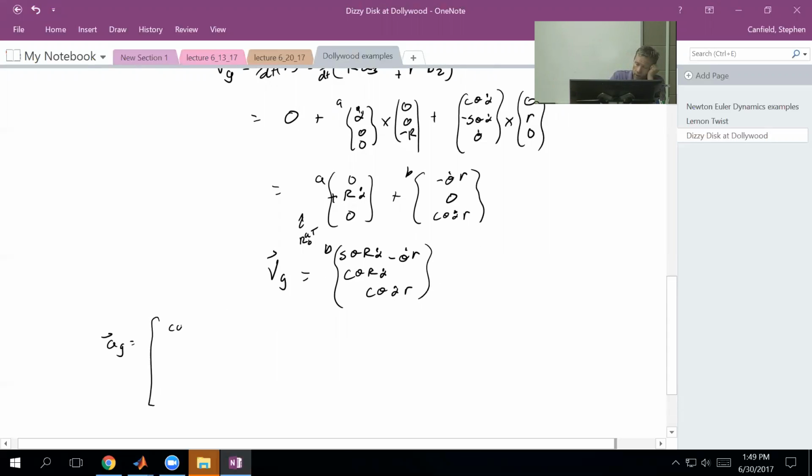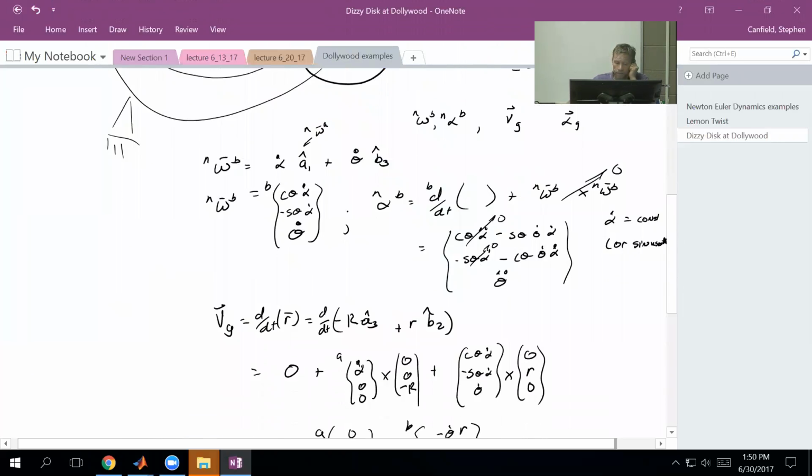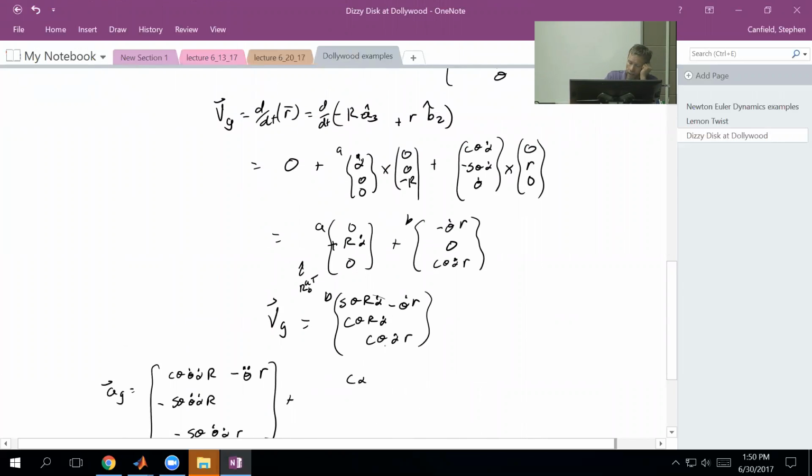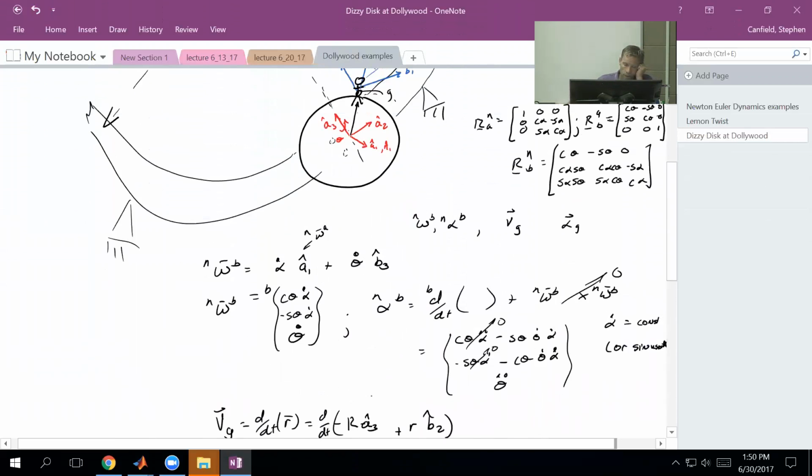So that gives me cos theta, theta dot alpha dot r minus, plus the derivative of these two, but those are constant. So I get minus theta double dot r. Second term, minus sine theta theta dot alpha dot r. That's it. Third term, minus sine theta theta dot alpha dot little r. And I have to add in the angular velocity of b with respect to n. Just c theta alpha dot, minus s theta alpha dot theta dot.